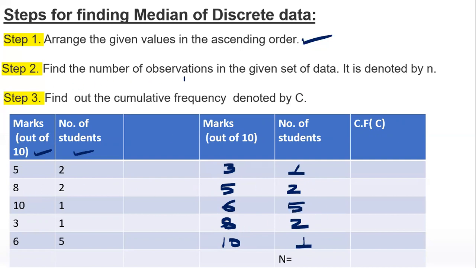Now, second step: find the number of observations in the given set, which is denoted by n. Add them. n equals 11. Now, the third step is to find the cumulative frequency, which is denoted by C. How to find the cumulative frequency? 1 as it is. 1 plus 2 is 3. 3 plus 5 is 8. 8 plus 2 is 10. 10 plus 1 is 11.